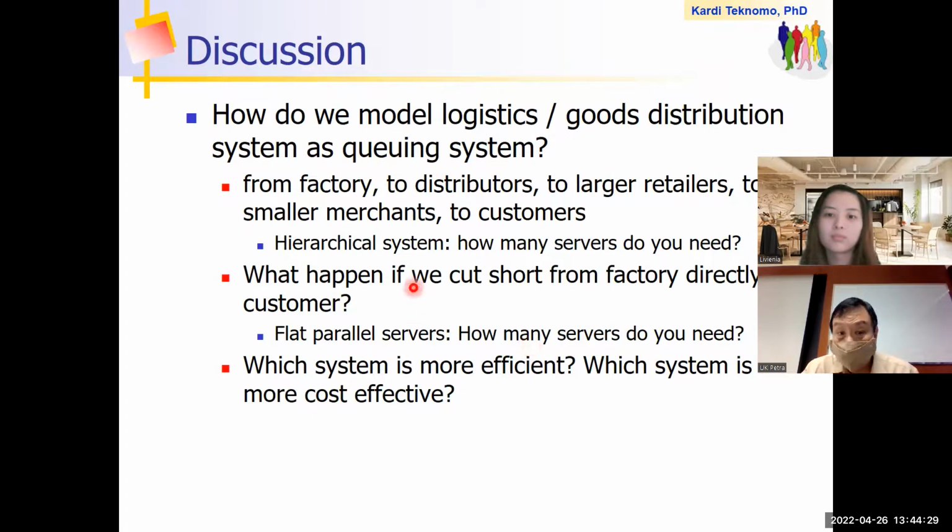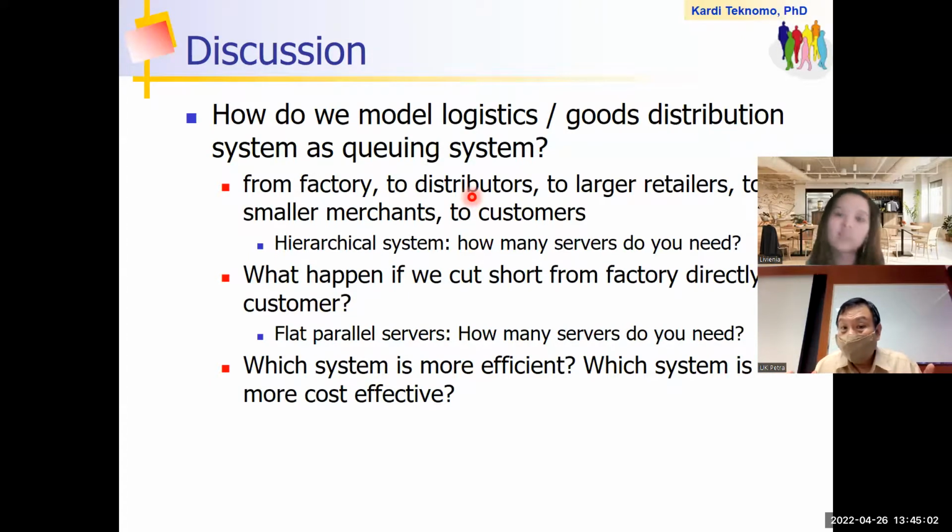Yes, you can cut short and go directly. That means you need to have a very big parallel server in the factory itself, which is probably not necessarily efficient. So again, using this kind of distributor, the factory needs to handle only maybe 5, 10 distributors rather than 100 or 1,000 or millions of customers directly. Can you see that?